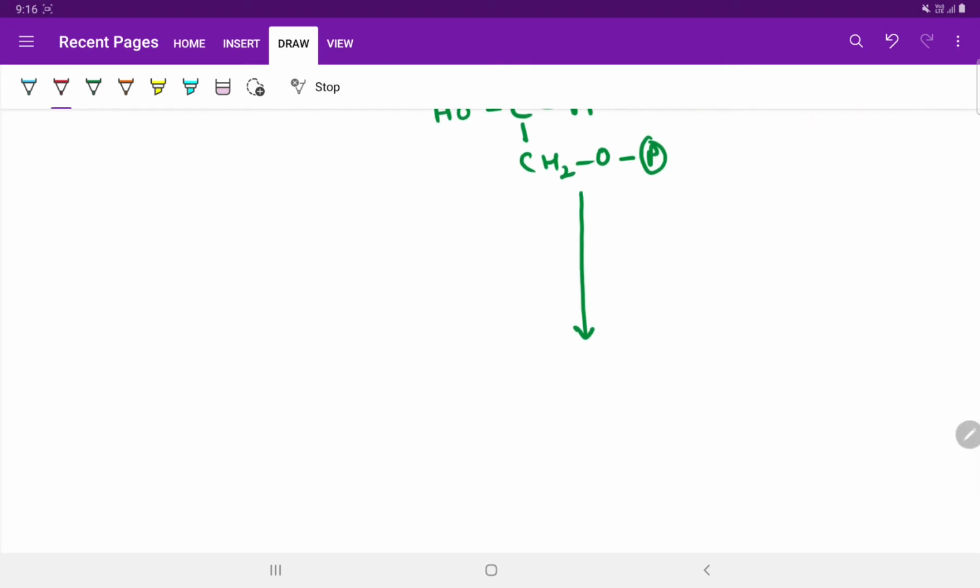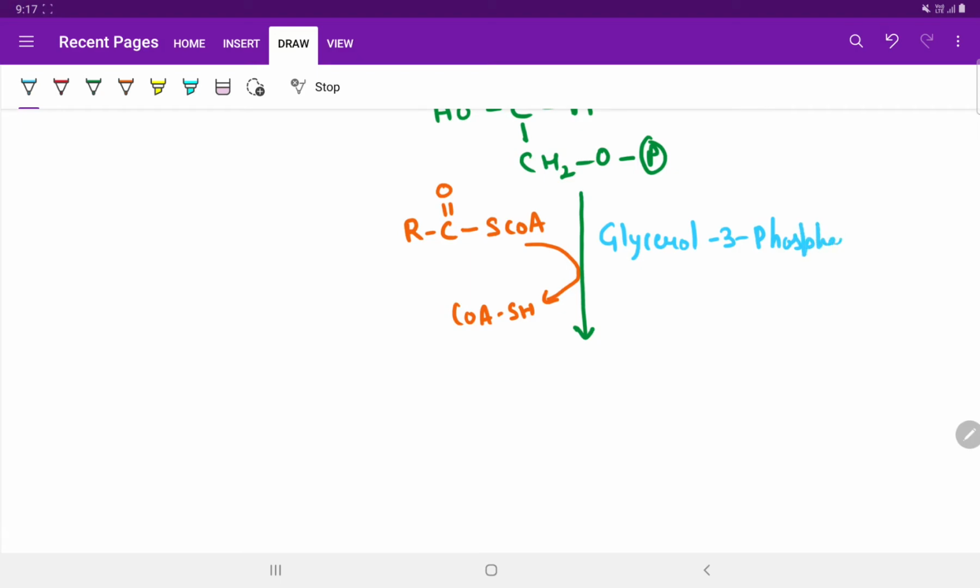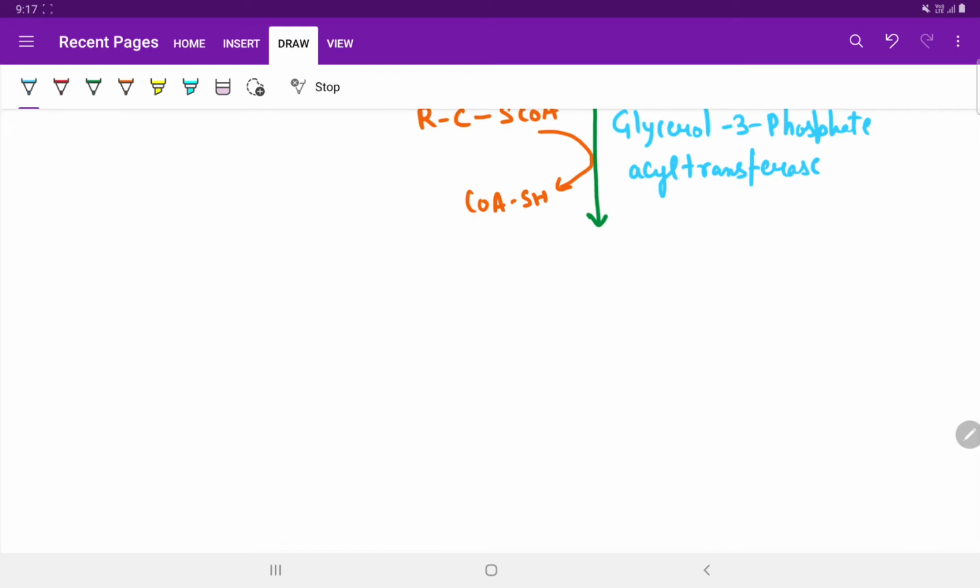So how does this reaction take place? This takes place by the addition of one molecule of acyl coenzyme A and the removal of one coenzyme A-SH, and this reaction takes place in the presence of the enzyme acyl transferase, namely glycerol 3-phosphate acyl transferase, and this leads to formation of lysophosphatidic acid.